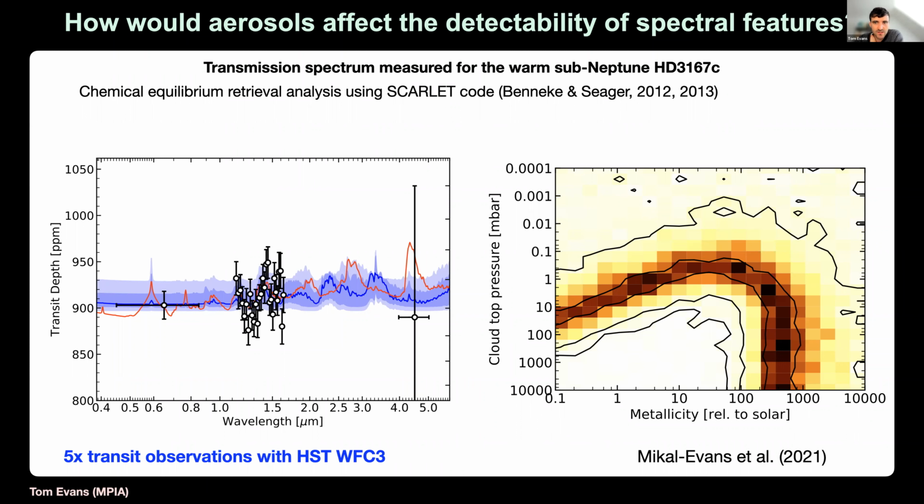So for example, here's our transmission spectrum again for HD 3167C, shown on the left, along with models that were obtained from a retrieval analysis that included clouds. And then on the right is the posterior distribution for the cloud top pressure versus the atmospheric metallicity, showing this classic degeneracy between these two properties that prevents us from constraining the chemical abundances very precisely.